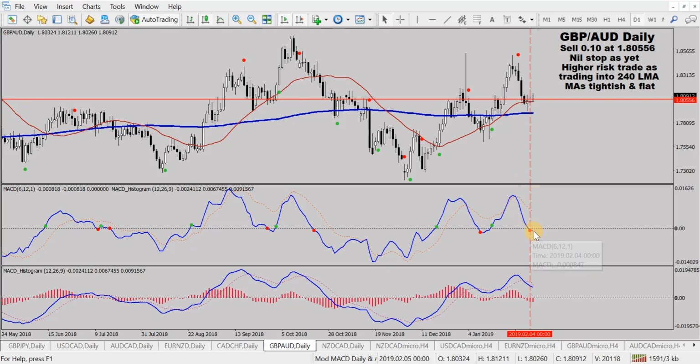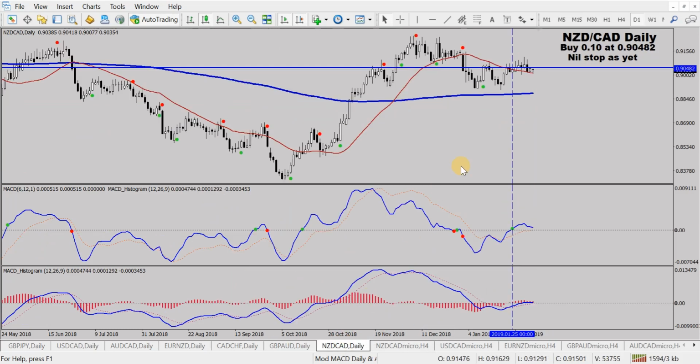We never know which way price is going to go, but just looking at this, to me, it's an ugly looking chart. But we'll see how it goes. Plenty of time yet.